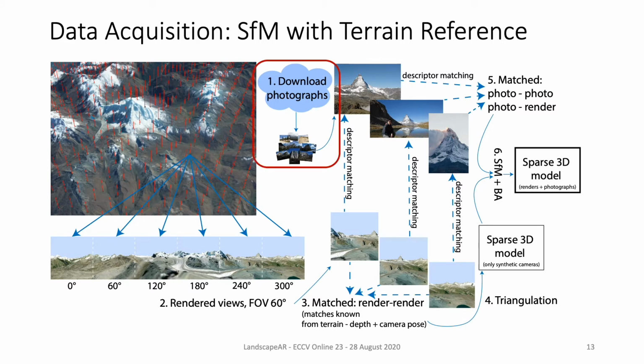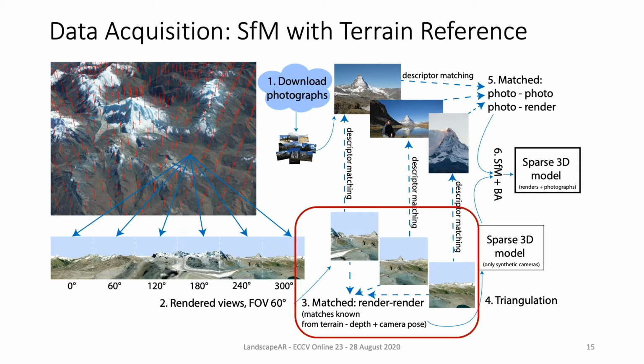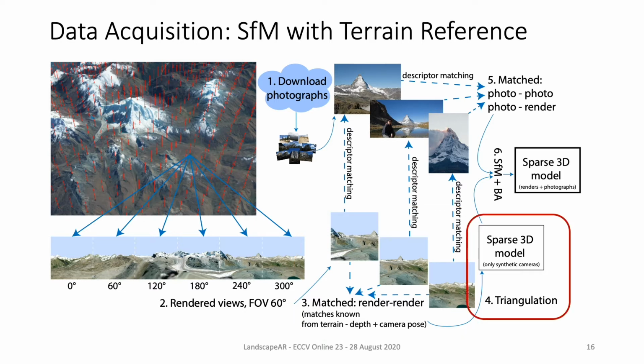We start by downloading ground-level imagery from the region of interest from an online service such as Flickr.com. For the whole region of interest, we render ground-level synthetic panorama images sampled on a regular grid. In the third step, we extract key points from the rendered images, and in the fourth step, we use the known terrain geometry to obtain a 3D point cloud from the rendered terrain.